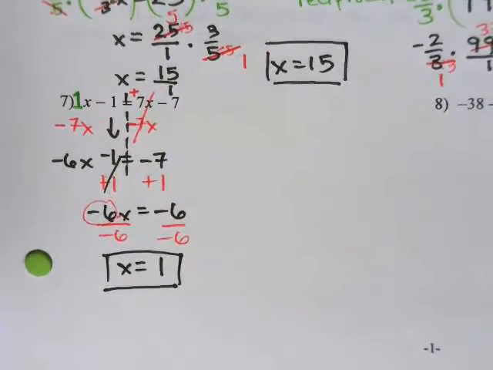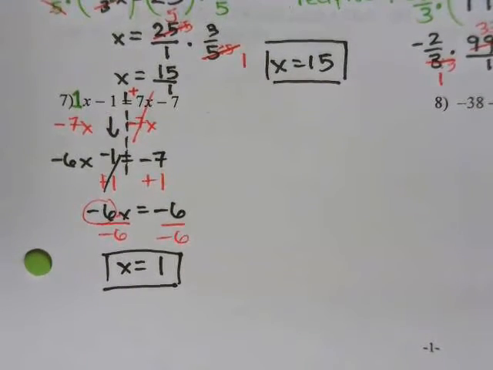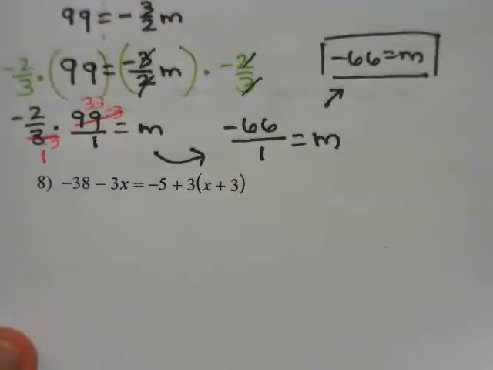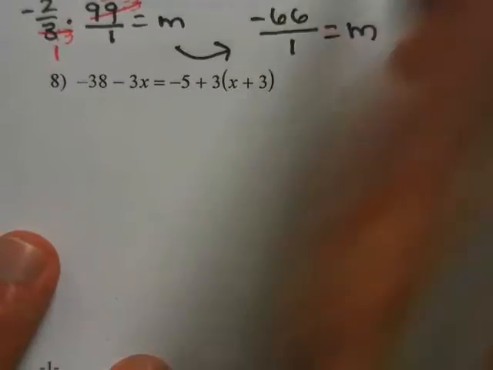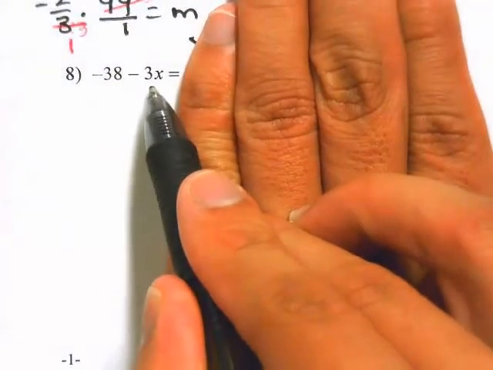Okay. All right, we're going to get to number 8, and then I'll do some homework problems with you guys. And not all, just some. Okay. All right, let's take a look at the left side over here. These are not like terms because this has an x and this one does not.